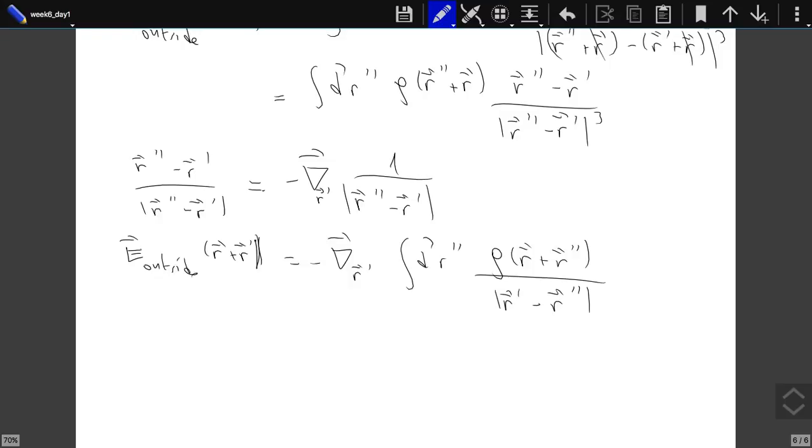Now the charge density at r plus r double prime, well, r plus r double prime is basically the position of the charges relative to my origin. And r prime minus r double prime is nothing but the relative distance between the position of my charge and my observation point. So this expression is correct.